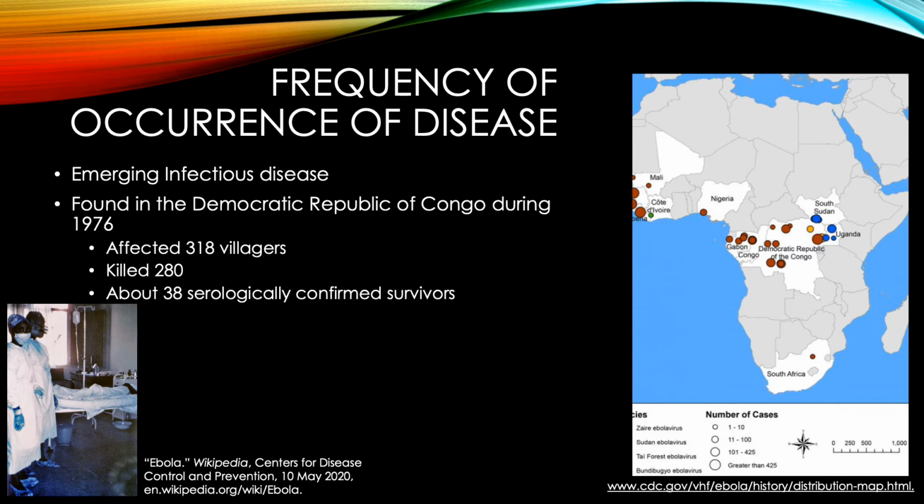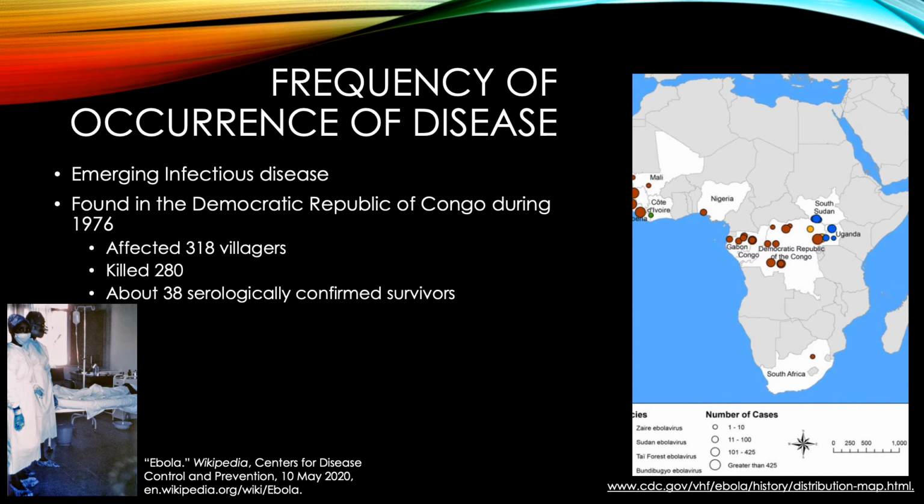The majority of survivors have long-term symptoms such as joint problems and vision problems, and may experience fatigue with headaches and abdominal pain. As you can see on the right, this is a map from 1976 to 2018 or 2019. The brown dots are the Zaire Ebola virus, the blue is the Taï Forest, and the yellow is the Sudan.